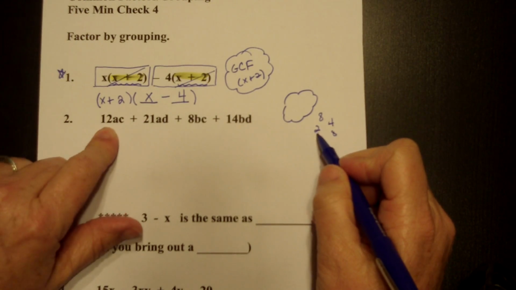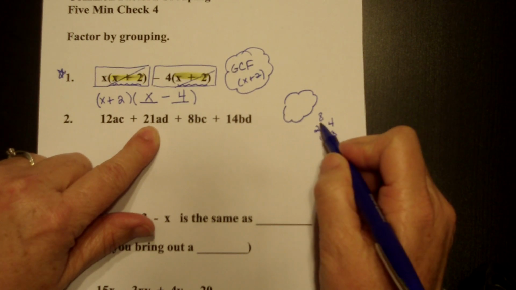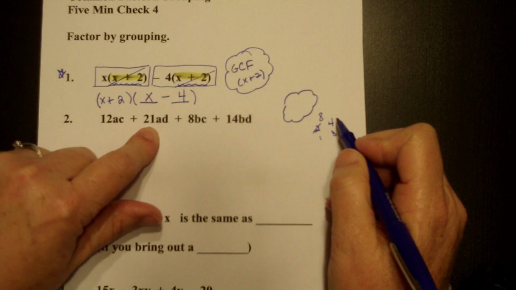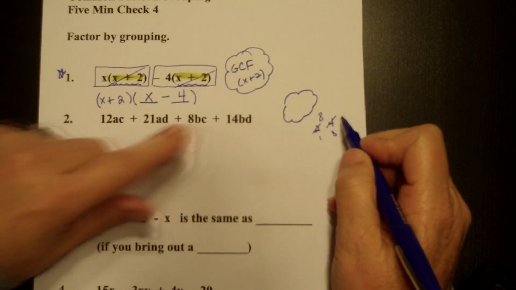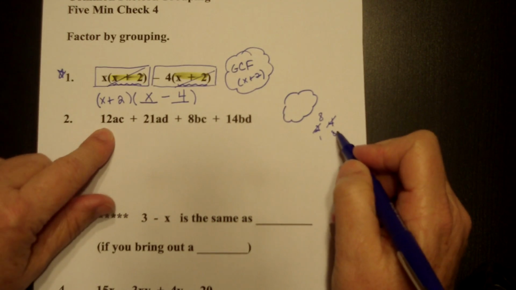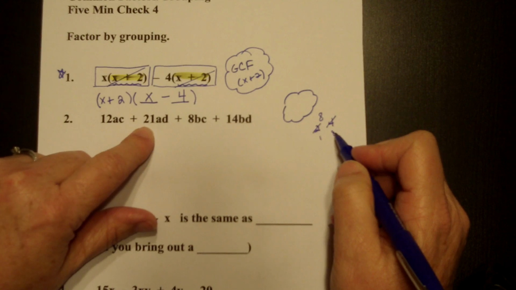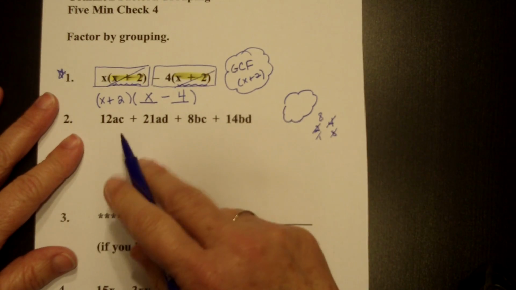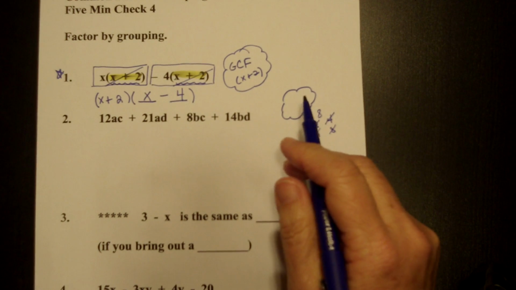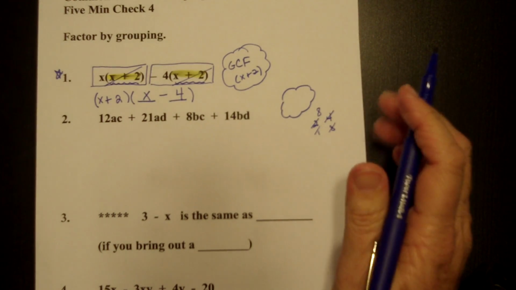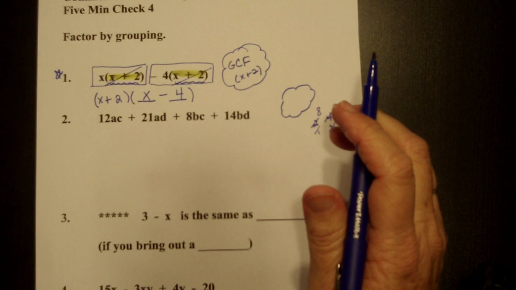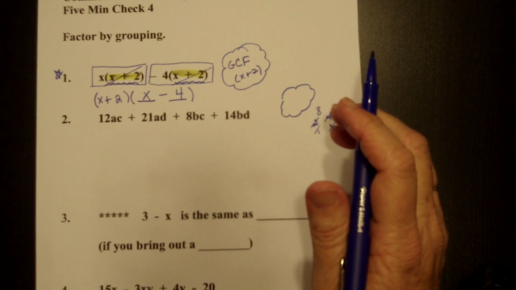Well, 2 goes into 12, but it doesn't go into 21, so I can't use that. 4 goes into 12, but not 21 and not 14, so I can't use that. 8 doesn't go into 12. 8 doesn't go into 21 or 14. So no, I do not have a common factor for all 4 of those numbers. The only common factor would be 1, and we're not going to bring out a 1 unless that's the only thing we can do. All right, then you want to check to see if there's a letter in all.